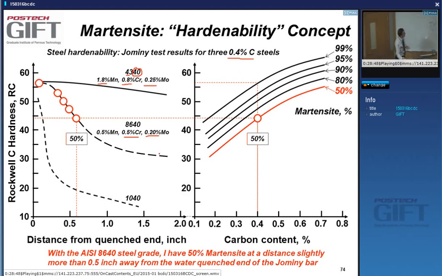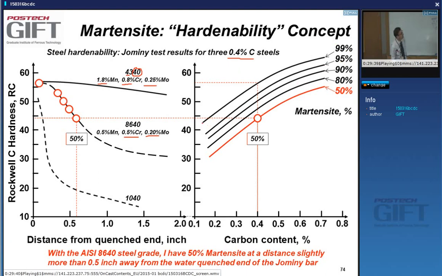Now, I can relate the hardness, because I measure hardness. When you measure the hardness, you don't metallographically analyze the microstructure. You just measure hardness. However, we can relate hardness with the amount of martensite that's formed. So this is this plot here. This is the Rockwell C scale, and this is carbon content. Let's just have a look at 100% martensite. That's 99% martensite microstructure.